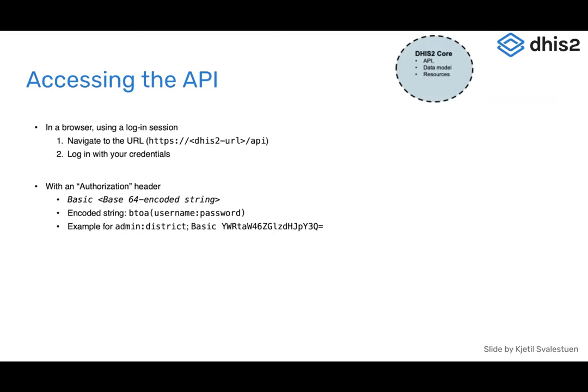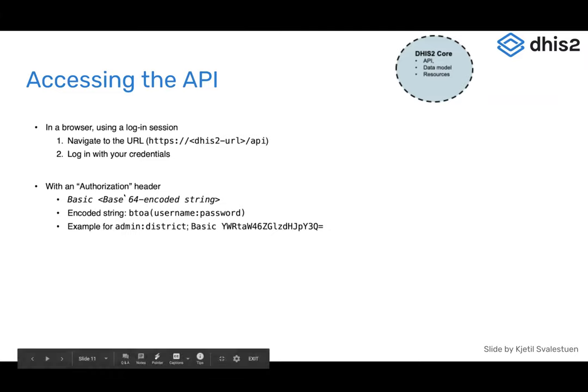If you're not using a browser, you can use an authorization header. This is not recommended for production use cases because it can be quite expensive for the server. It can also potentially expose your username and password if you're not careful about protecting it. But for testing, this is a nice way to experiment with the API.